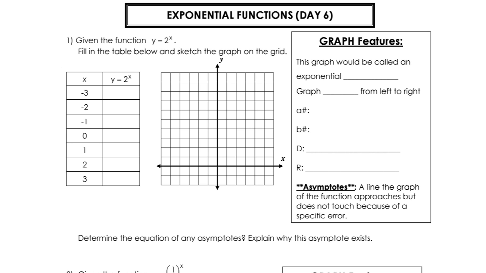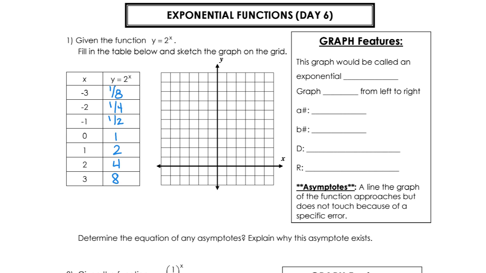And it is the decimal of 0.125, which is the same thing as 1/8 if you math fract it. Okay, negative 2 goes with 0.25, which is a fraction of 1/4. Negative 1 goes with 0.5, which is a fraction of 1/2. Okay, 0 goes with 1. 1 goes with 2. 2 goes with 4. And 3 goes with 8. All right, and then we're going to go ahead and graph that.